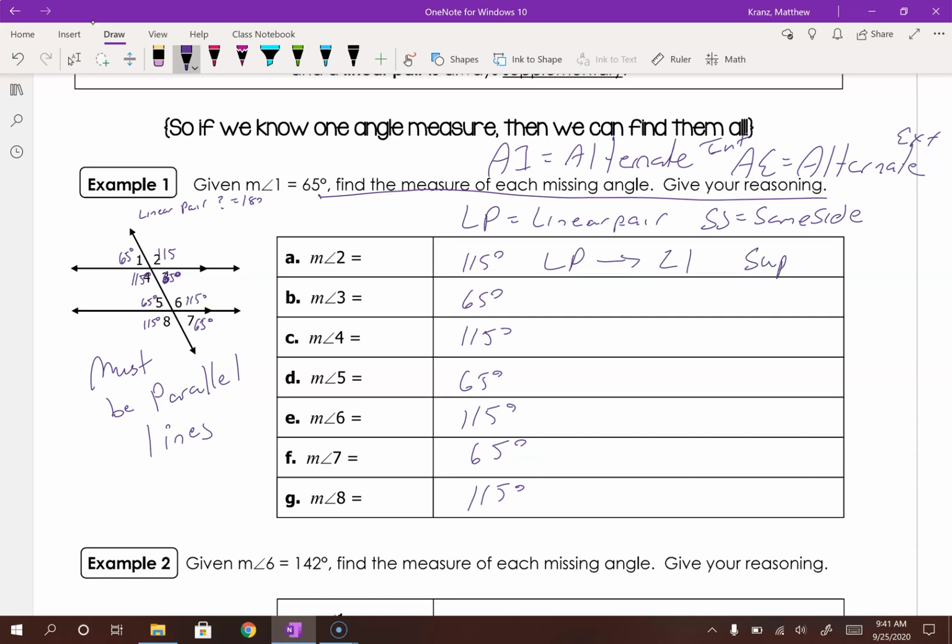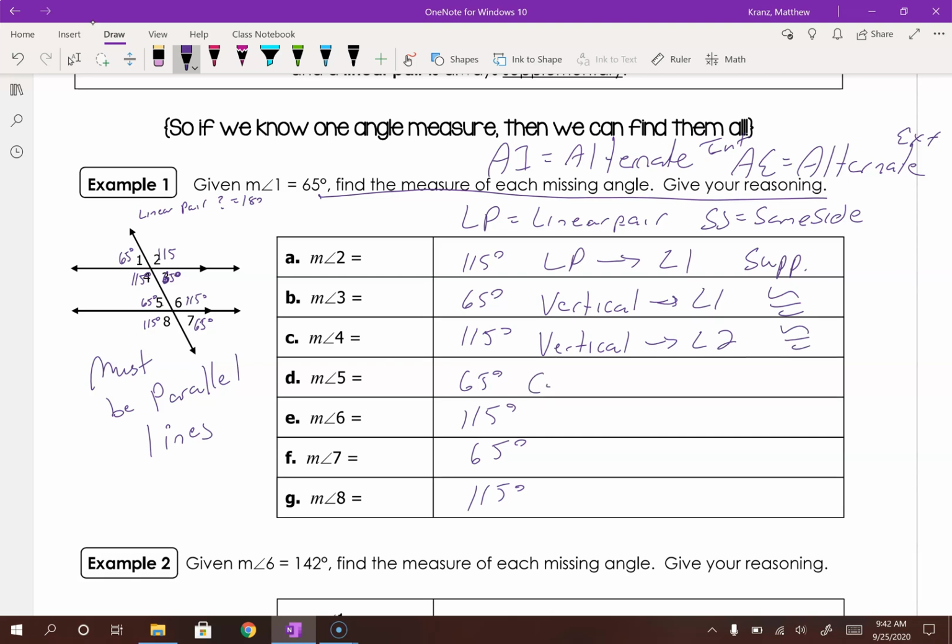All right? So basically, we know that angle 2, that is a linear pair with angle 1, right? And they're supplementary. Angle 3, well, that's vertical with angle 1, and they're congruent. We're going to use the congruent symbol, which is this. Angle 4, well, we can say angle 4 is vertical with angle 2, and they're congruent.